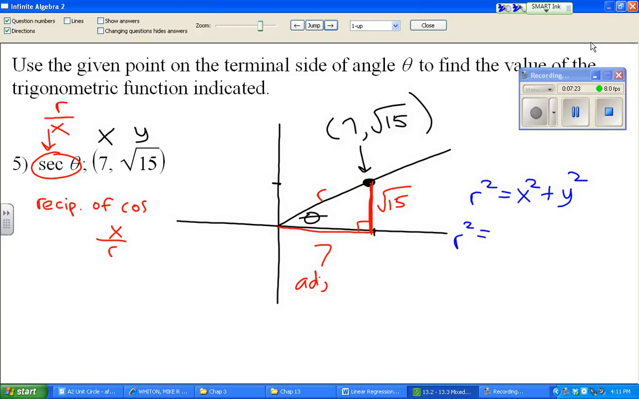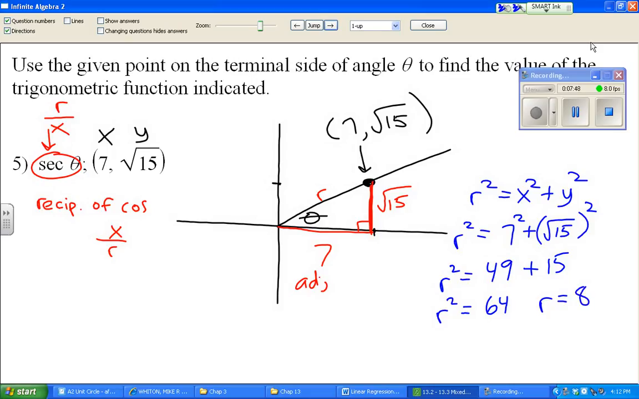Okay, r squared, we know x is 7. The y was the square root of 15, but that needs to get squared, so 7 squared is going to be 49. Root 15, when you square it, isn't it just 15? Yep, just 15. Alright, so this will be r squared equals 64. So the radius r, the hypotenuse, ends up equaling 8. And then we can go ahead and write our ratio. Now the secant is going to be, for a final answer of r over x, so 8 over 7 should be your final answer there.